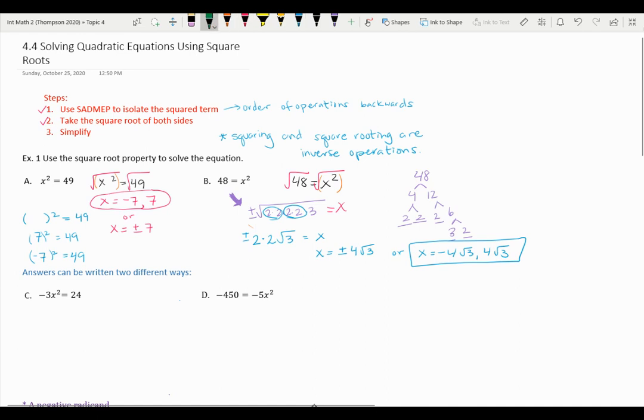If, let's say, like over here in green, you were to accidentally just say 4 radical 3 without the plus or minus, this is only half credit because it's only half right. We've only got one of the answers. Okay. So a note down here, answers can be written 2 different ways. You can either write plus or minus the number, or you could write minus the number, comma, and then the positive value. All right, but you must have 2 answers 95% of the time. The only time you're not going to have 2 answers is if I'm taking the square root of 0, which is 0.